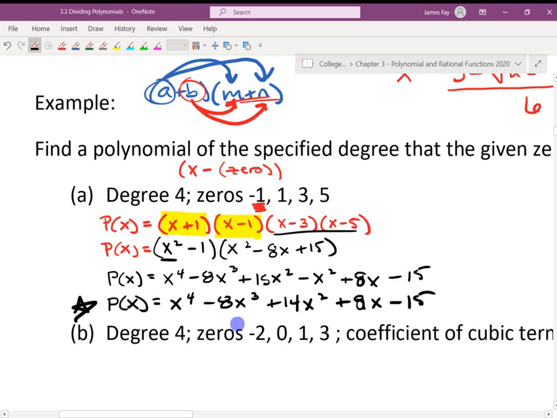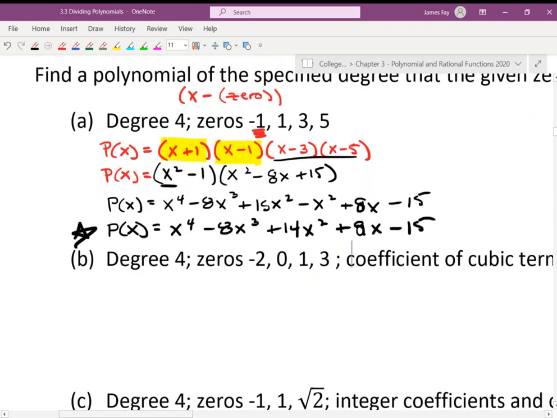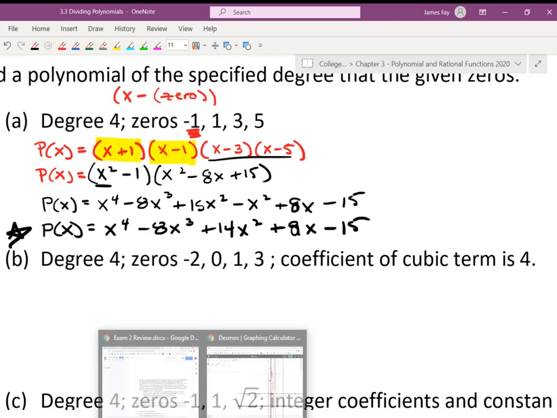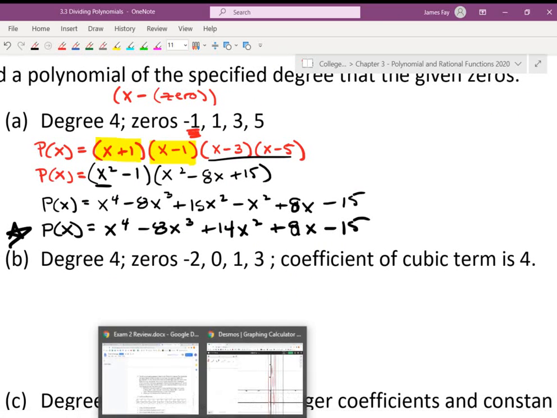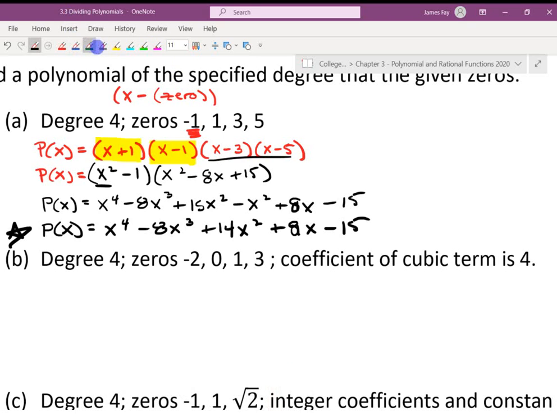But the idea that we could have an infinite number of answers that are all true, or all correct, generates the need for questions like this, part B. So it's find a polynomial of degree 4 with those zeros, but a coefficient of a cubic term that is 4. So initially we're going to address this right there. That's all we're going to do. We're going to do the exact same thing we did in the last problem.